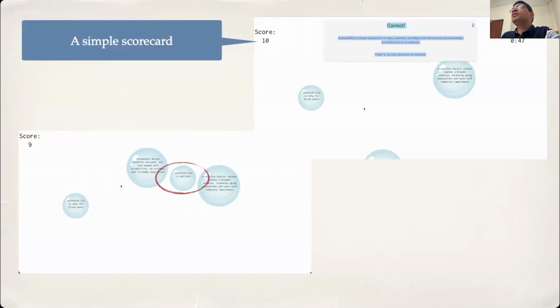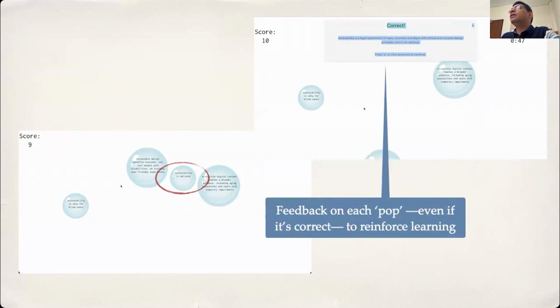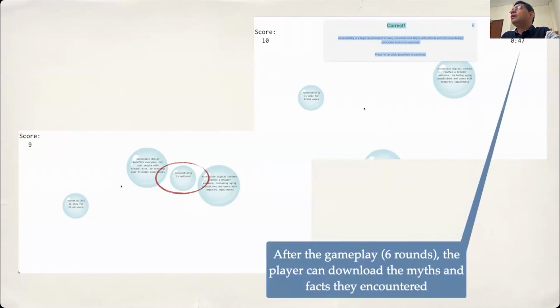And the main features of this are there is a simple scorecard. They race against the time, so the timer is going down from 1 minute to 0. And we give feedback on each bubble popped, even if it is correct, to reinforce learning. After the gameplay, the players can download the myths and facts they have encountered.